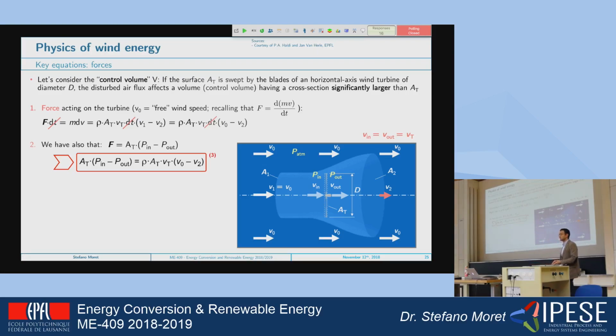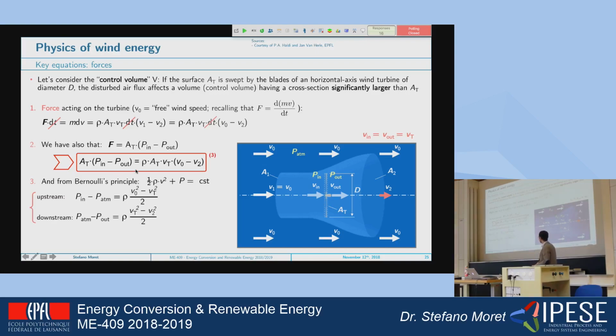And also, we can apply Bernoulli's principle. We can apply it before and after the turbine. So what we know is that upstream and downstream, we can apply the fact that the pressure plus half of the speed squared times the density will be equal. We can apply it before the turbine, we can apply it after the turbine, and then we can put these two equations together to get this other equation.